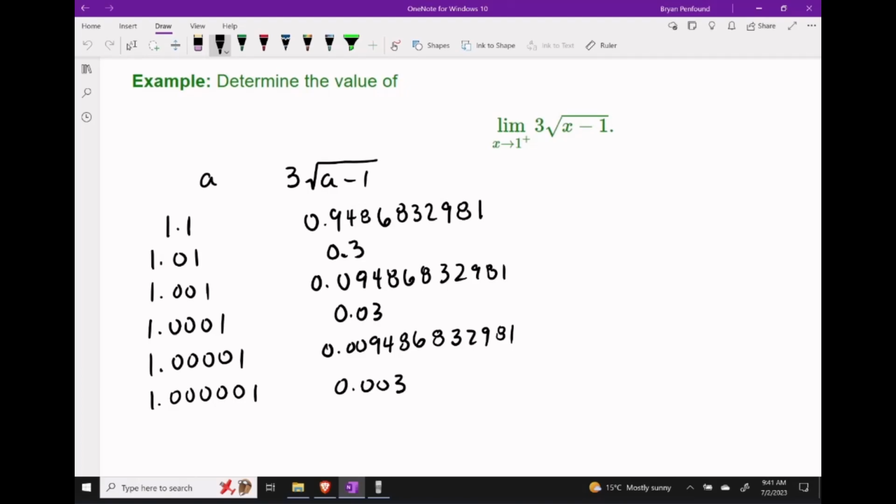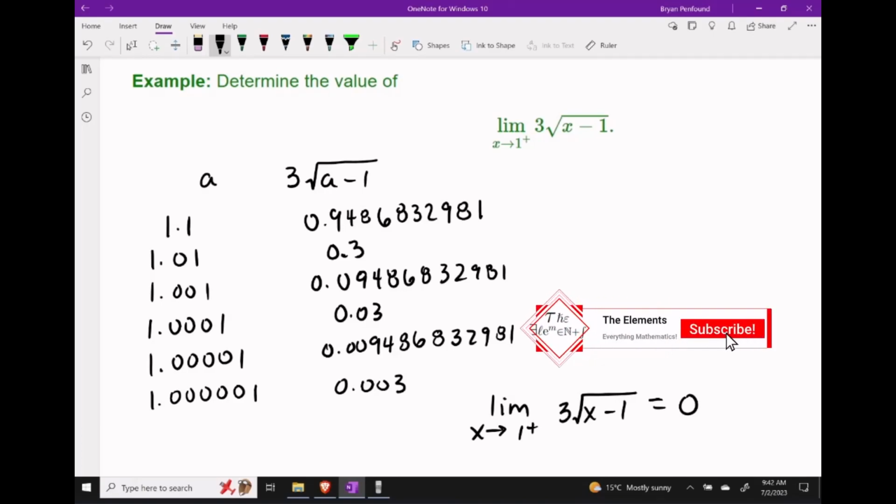tend towards 0, because we're bouncing back and forth between values like 0.9, and then 0.3, then 0.09, then 0.03, 0.009, and 0.003. So we're adding more and more zeros in front of the 9s and 3s, so we can conclude that the limit as x approaches 1 from the right of 3 times the square root of x minus 1 does appear like it's going towards 0, based on our table of values.